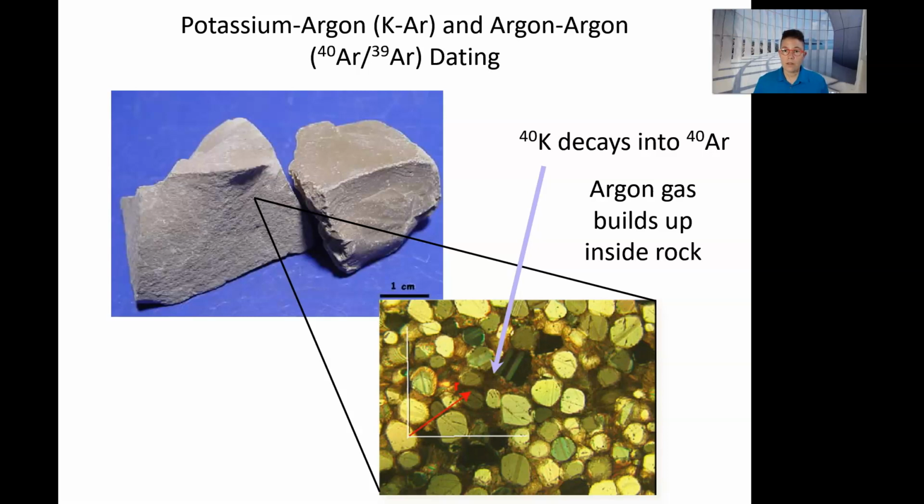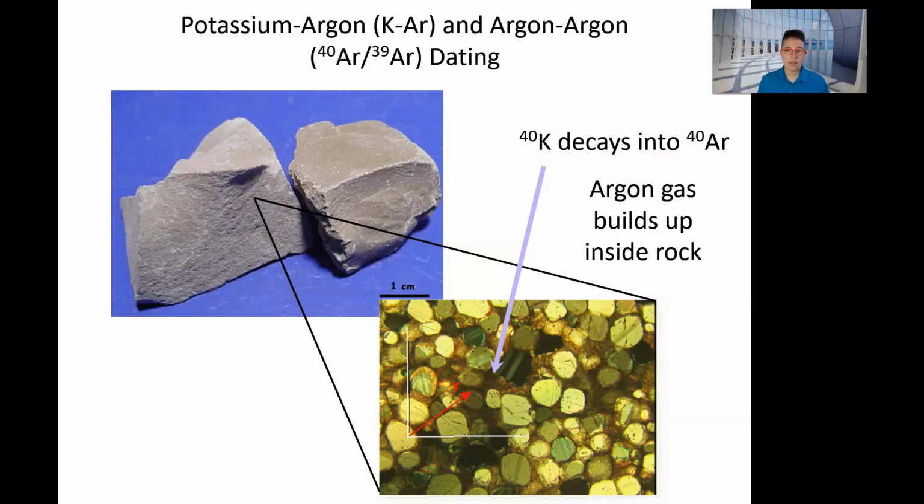The main ones that we use, they're not the only ones, but the main ones that we use are potassium and argon, and then argon and argon. So there's potassium in volcanic explosions, but when a volcano explodes, there's no argon left in the volcanic explosion because argon is a gas and it's driven off by the heat of the volcanic explosion.